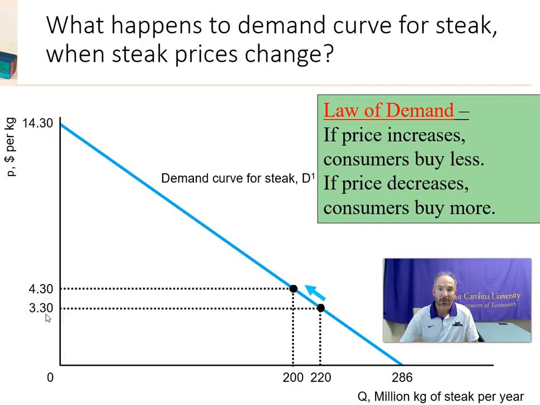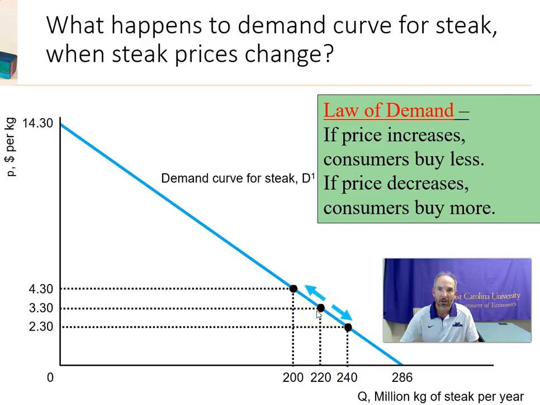Likewise, if steak prices drop, the law of demand says people are going to buy more steak. So in this example, going from $3.30 to $2.30, or a $1 price reduction, leads to an increase in quantity demanded. Now $2.40 instead of $2.20.